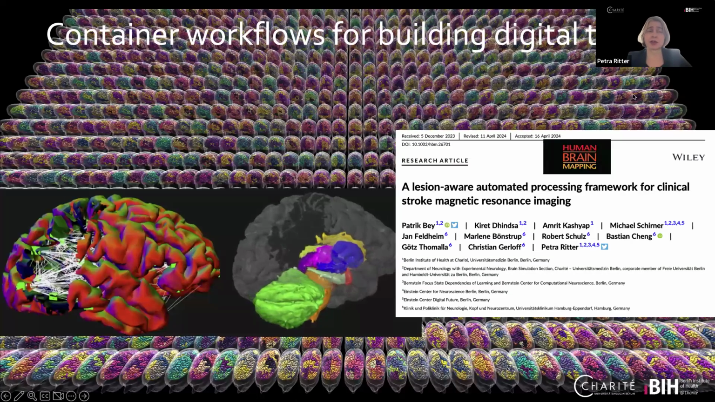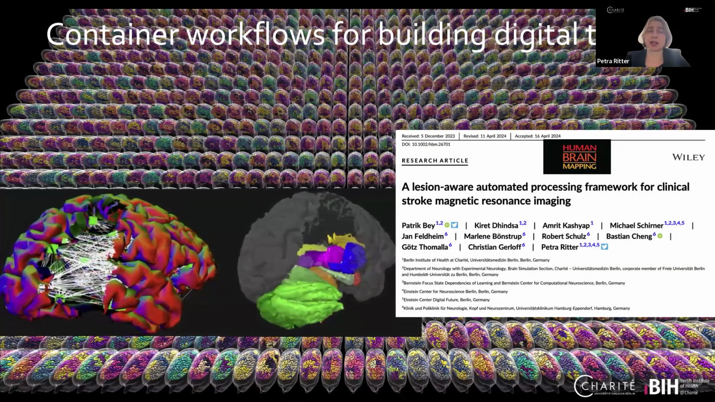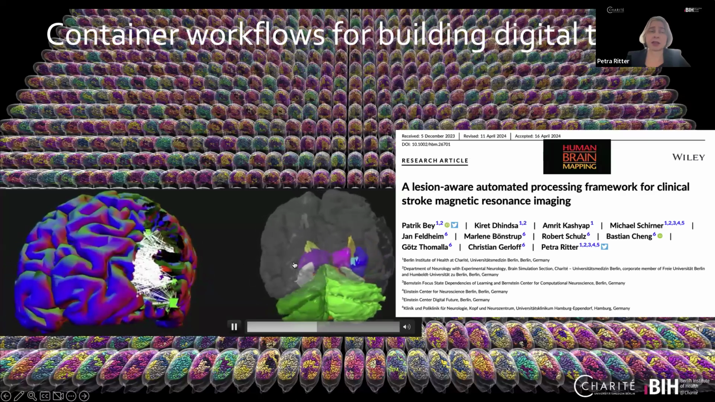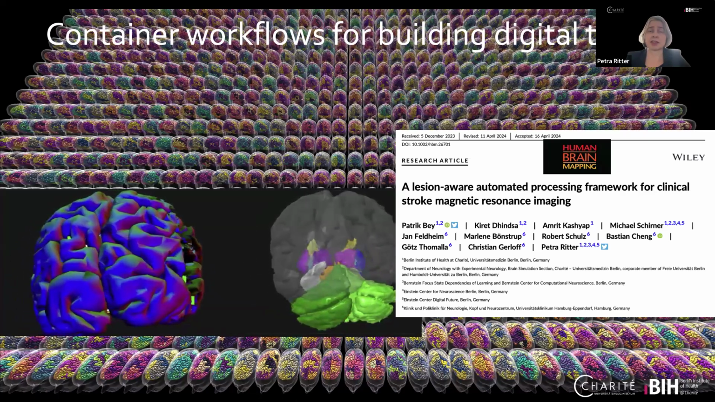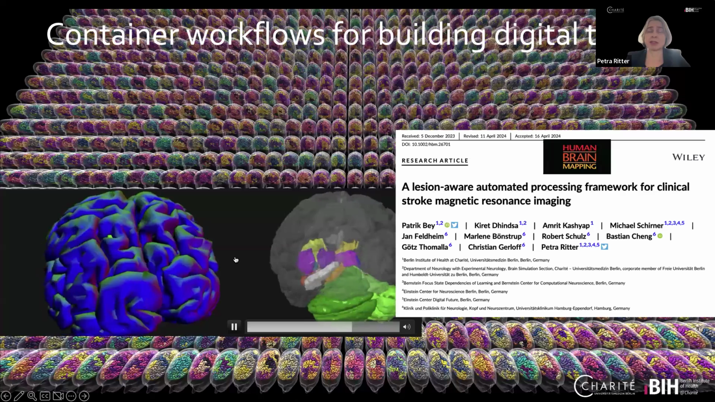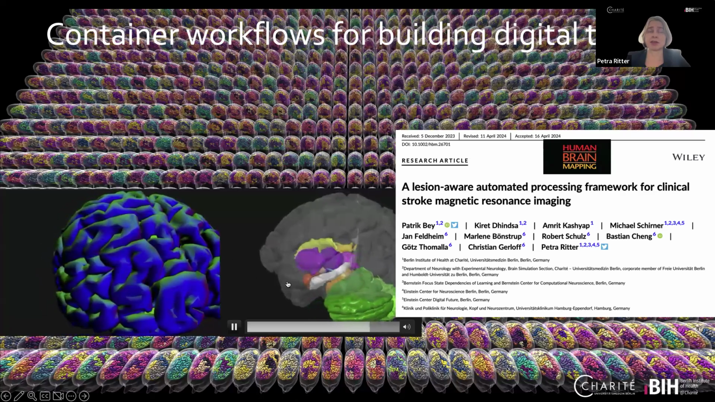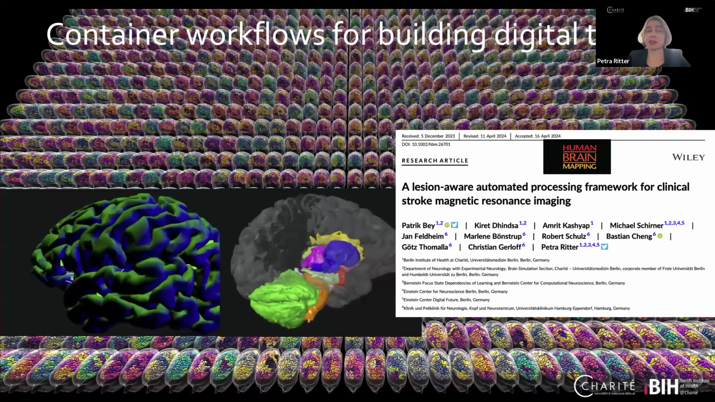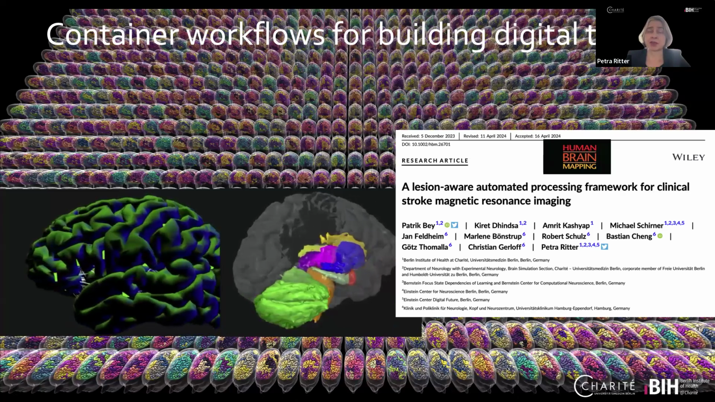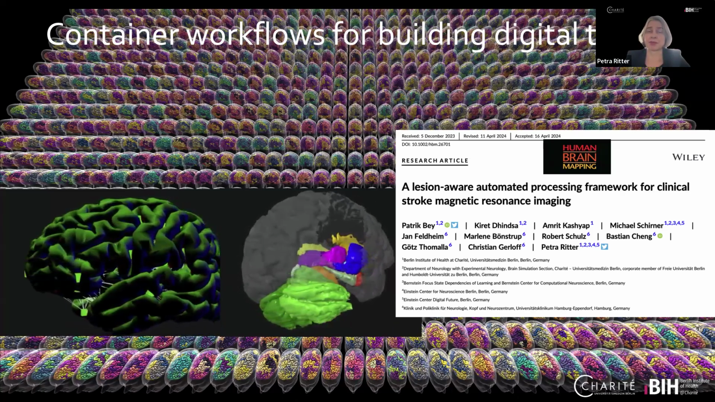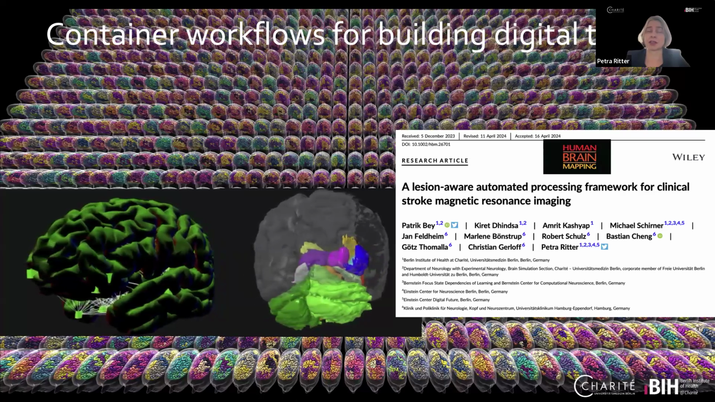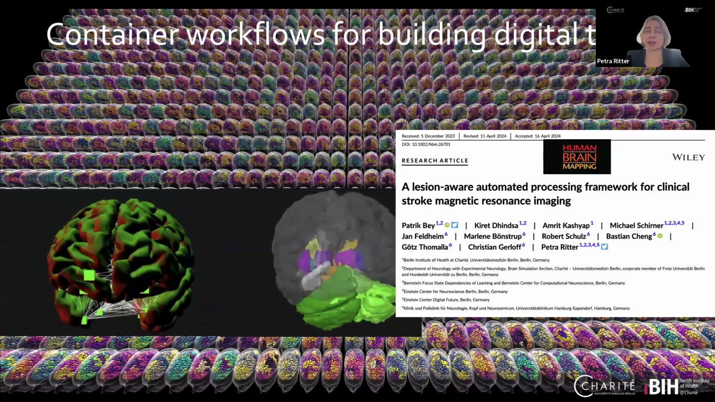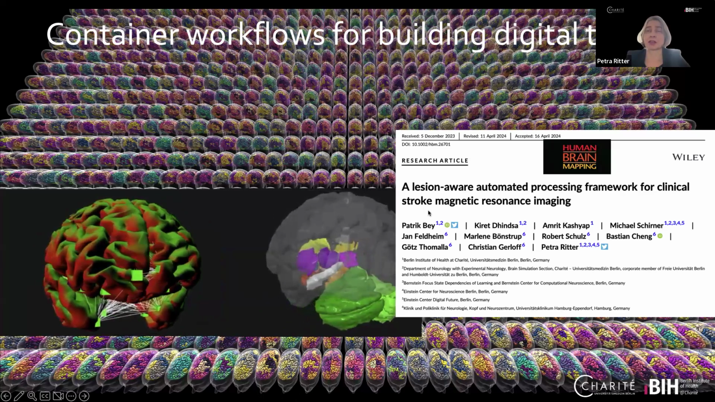We have several such workflows developed, not only for healthy adult brains, but here's an example for lesioned brains with stroke lesions, and these pipelines are then adapted to take into account the requirements of such lesioned brains. They also comprise many quality assurance metrics that are generated and can be used to control the meaningfulness and correctness of the processing results.